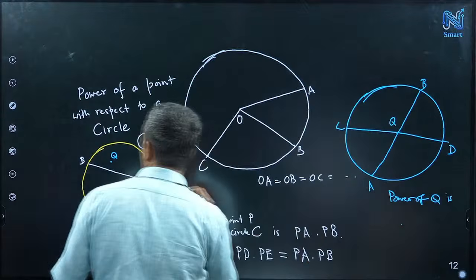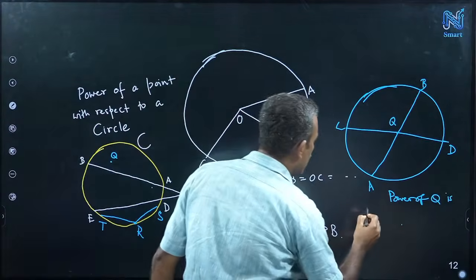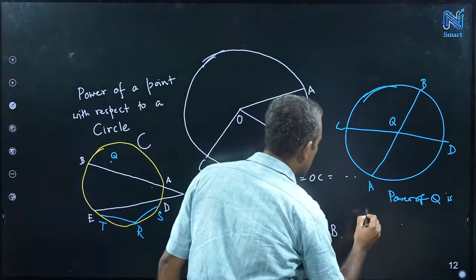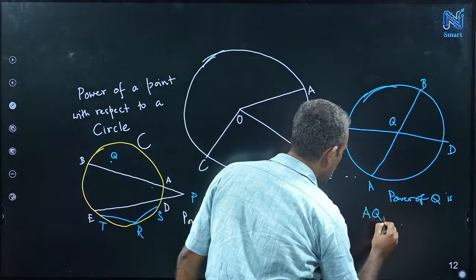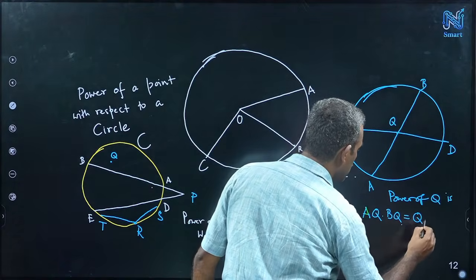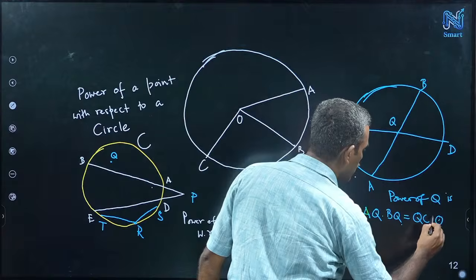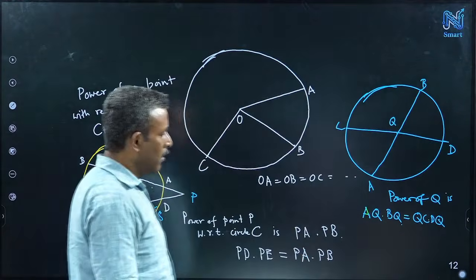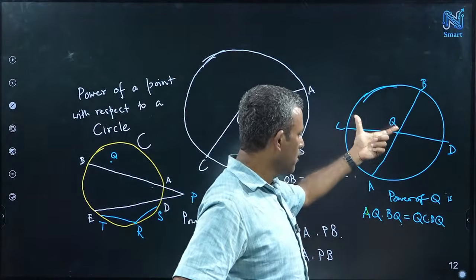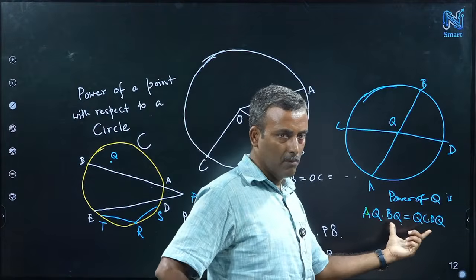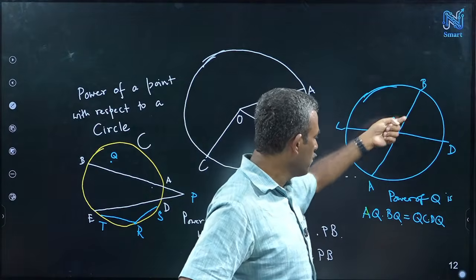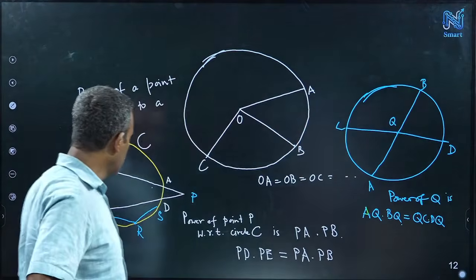It is AQ into BQ, or this is same as QC into QD or DQ. Okay. So we need to prove that, and this is the power of the point, these two are same. Okay, and sometimes it's called negative because it's the opposite direction, AQ BQ, that's why, but this is the same direction.